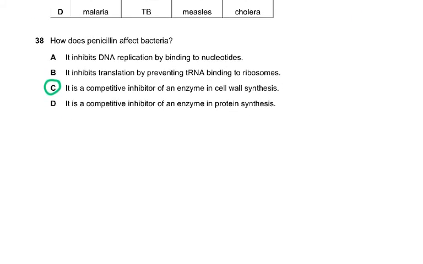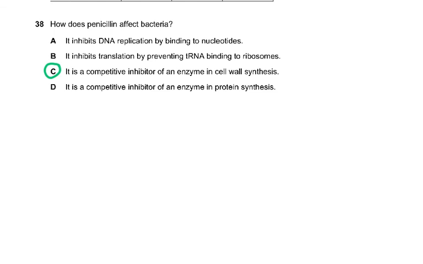Then we come on to question number 38. How does penicillin, an antibiotic, affect bacteria? It inhibits DNA replication by binding to nucleotides. It inhibits translation by preventing tRNA binding to ribosomes. It is a competitive inhibitor of an enzyme in cell wall synthesis. It is a competitive inhibitor of an enzyme in protein synthesis. So yes, we know that it prevents the cross-links between the peptidoglycan when the cell wall is being formed, when the bacteria divides by binary fission and new cell walls have to be formed.